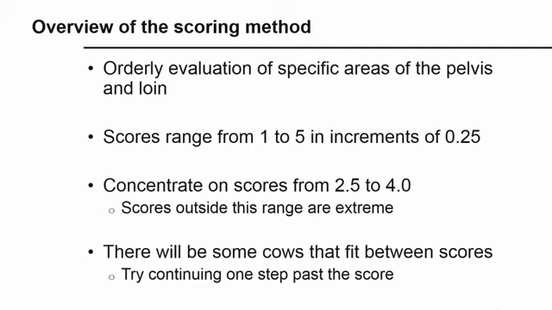Both are seriously underconditioned. Even with a structured system such as this, some cows will fall between the categories described. In this case, you must use your judgment to decide which score best fits each cow. As you assign scores, it may be helpful to continue one step past the score you think the cow should receive. This allows you a second opportunity to consider her final body condition score.